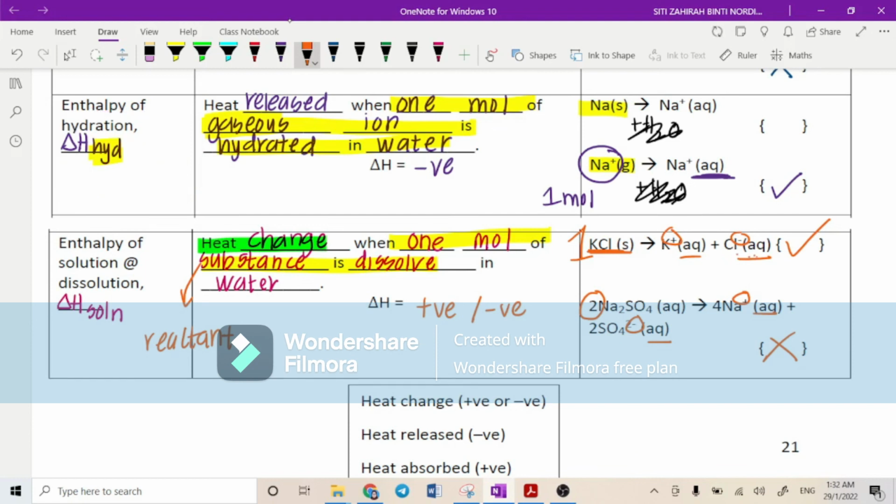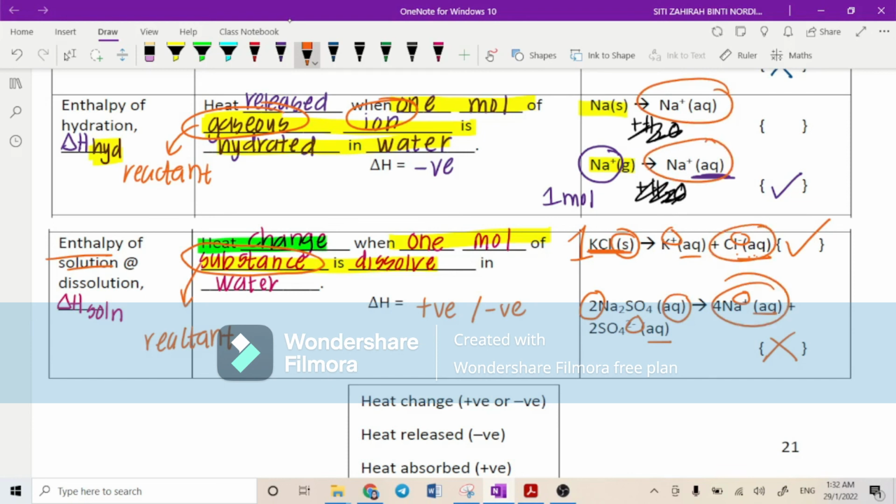How are you going to identify or differentiate between the enthalpy of hydration and the enthalpy of solution? Remember that for the enthalpy of hydration, the reactant is in the form of gaseous ion. But for the enthalpy of solution, the reactant is a substance. It can be in solid or aqueous. But the end product is just the same. They both form ions. The only difference is the state of the reactants.